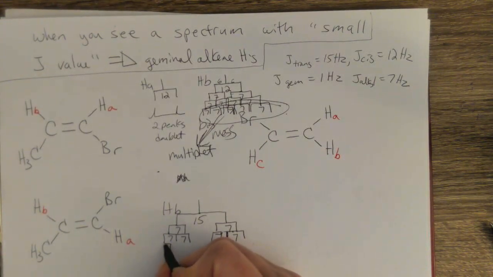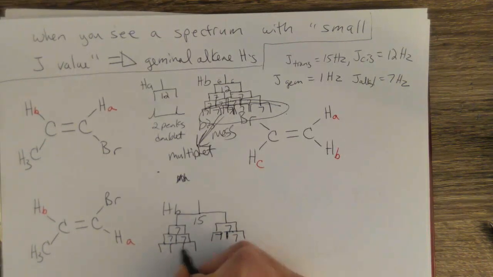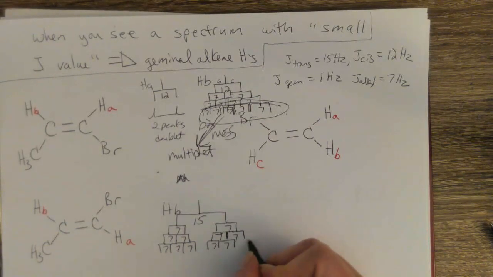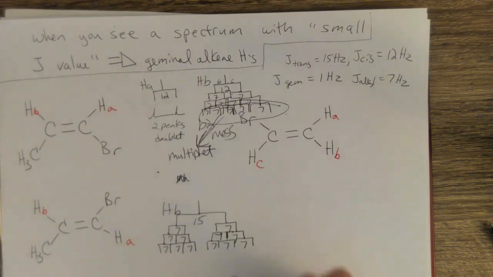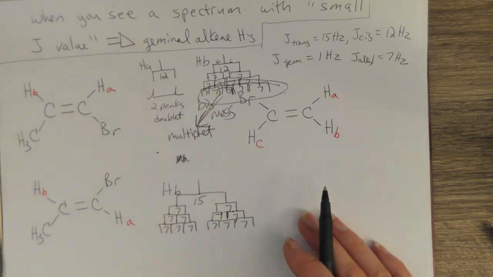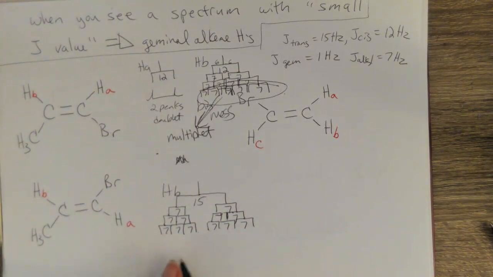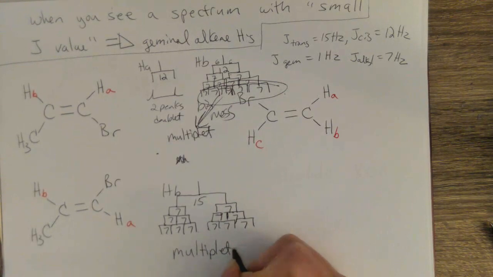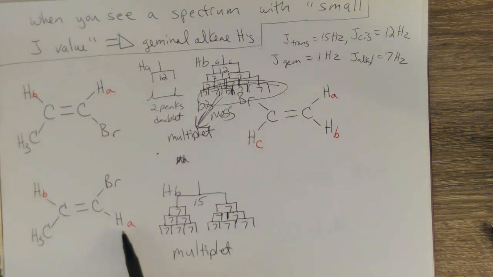And then we got to split it one more time. Okay. All right. 7, and that overlaps there. Okay. So the take-home message here, we got 1, 2, 3, 4, 5, 6, 7, 8, right? You cannot call this an octet because it won't have the same ratio pattern, okay? It will be another pretty big mess, okay? So you can go ahead and say multiplet, okay?